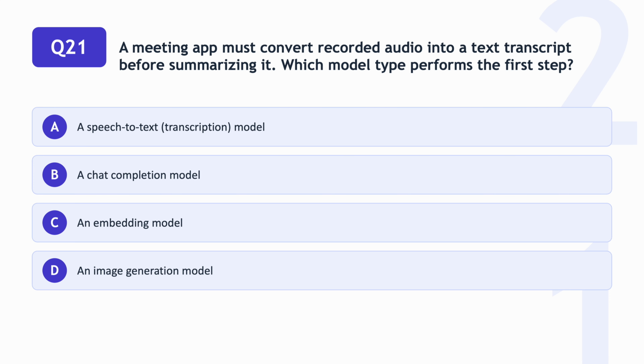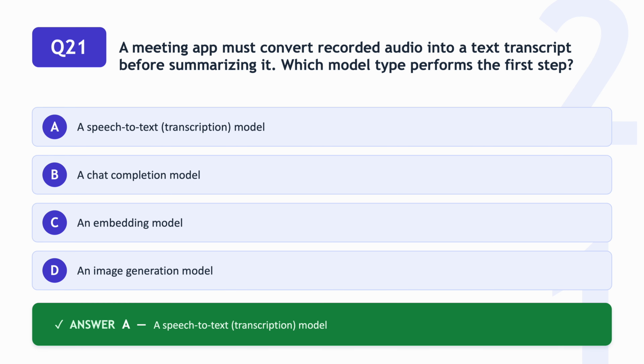Question. A meeting app must convert recorded audio into a text transcript before summarizing it. Which model type performs the first step? A. A speech-to-text transcription model. B. A chat completion model. C. An embedding model. D. An image generation model. Pause the video if you don't want the answer yet.